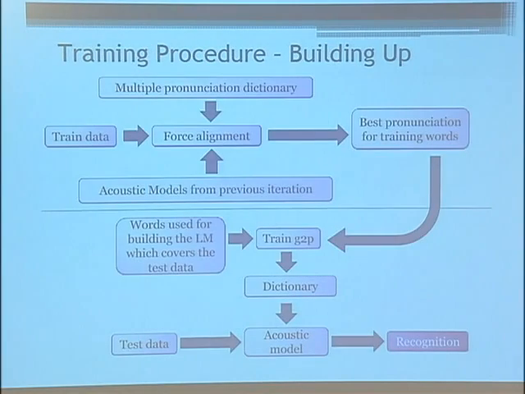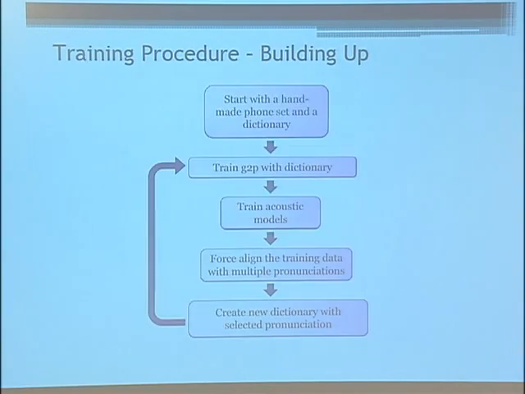So you keep doing this loop. The output that comes out of here, the acoustic models, you use these acoustic models, do a force alignment again, and find the best pronunciation. The attempt is to tune so that at least your training data has picked up the best pronunciations that are there. So you start with your handmade phone set and dictionary, you train G2P with the dictionary, you train your acoustic models, you force align with the multiple pronunciations, you create a new dictionary, and then you keep doing the loop till you somehow start converging.